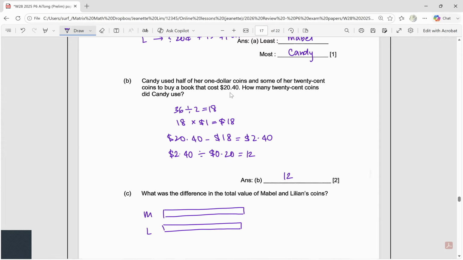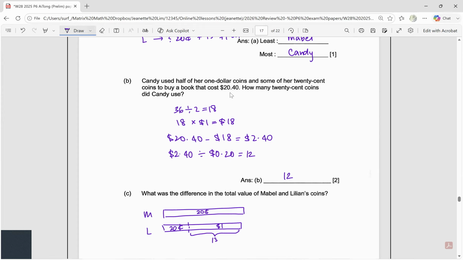Right? They have the same number. The model represents the quantity of coins. Mabel only has 20-cent coins. Then for Lillian, I don't know what the split is like, but I know that she has some 20-cent coins and also $1 coins. 13 of them, 13 $1 coins. That's right here. In terms of quantity, this is 13.